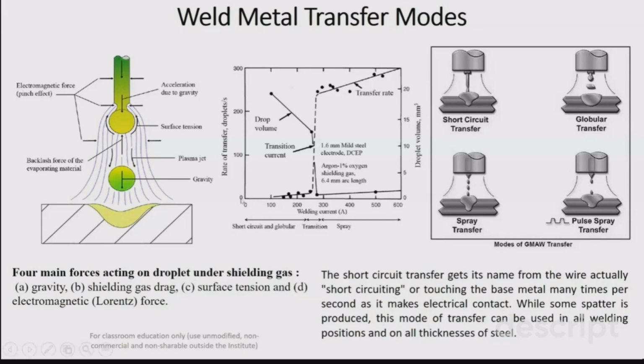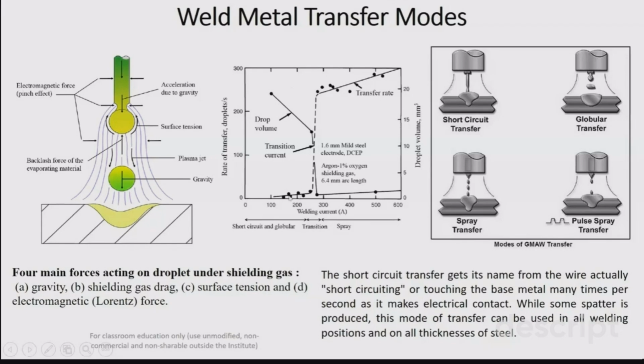Now if you see in this diagram, this is a graph between your welding current and the rate of transfer of droplets per second. You see that at very low current, so up to 200 or 250 of the welding current, which type of phenomena is dominant? You see that the short circuiting and globular transfer mode is activated, and here the rate of transfer or the creation of the droplets is very less.